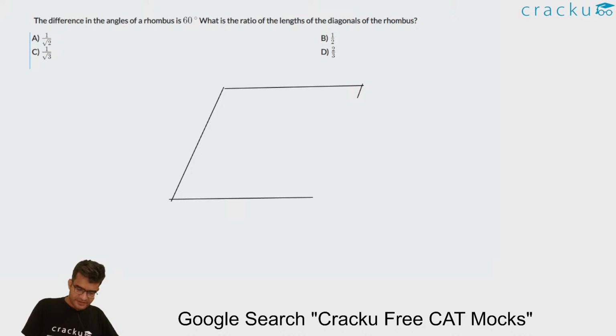How do we do that? If you assume that one of the angles is A, the other angle will be A plus 60, because the difference is 60 degrees, that is given to us. So this also will be A and this will be A plus 60.